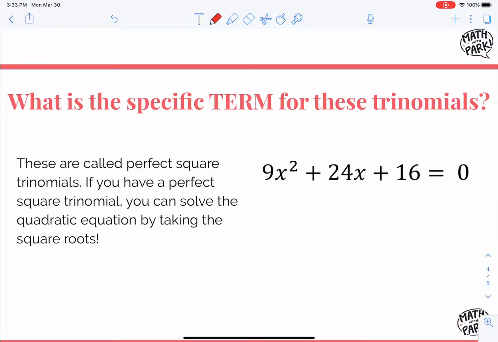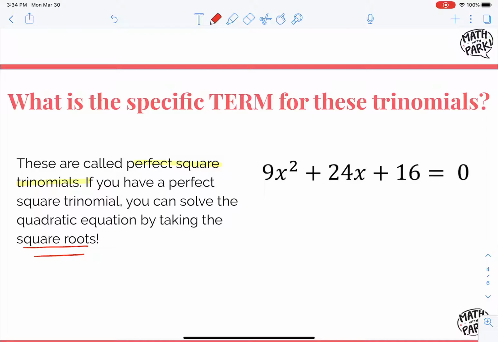So the slide before asked you what is the specific term for these trinomials. And this trinomial is actually called a perfect square trinomial. Okay, perfect square trinomial. What's special about these trinomials is that you can solve the quadratic equation by taking its square roots. For example, the problem I asked you before was 9x squared plus 24x plus 16 equals 0.